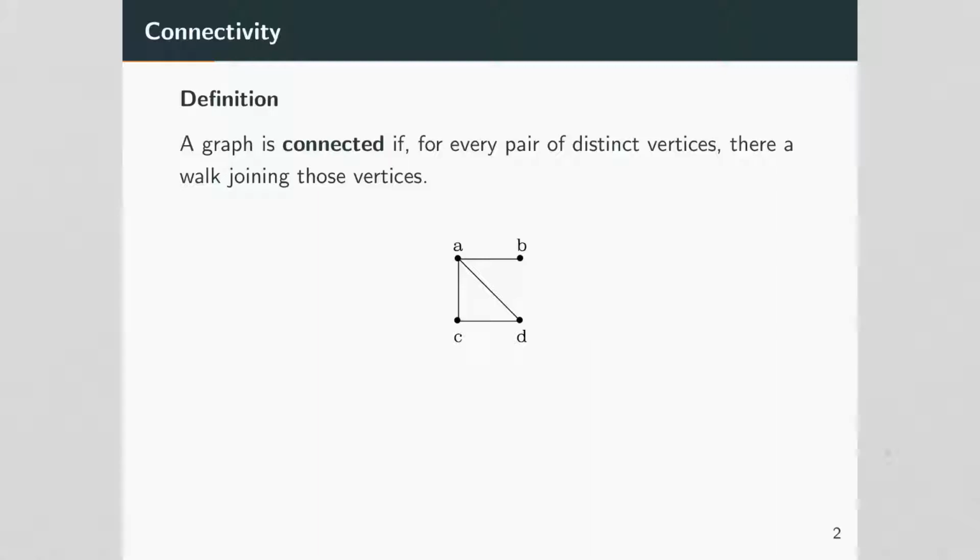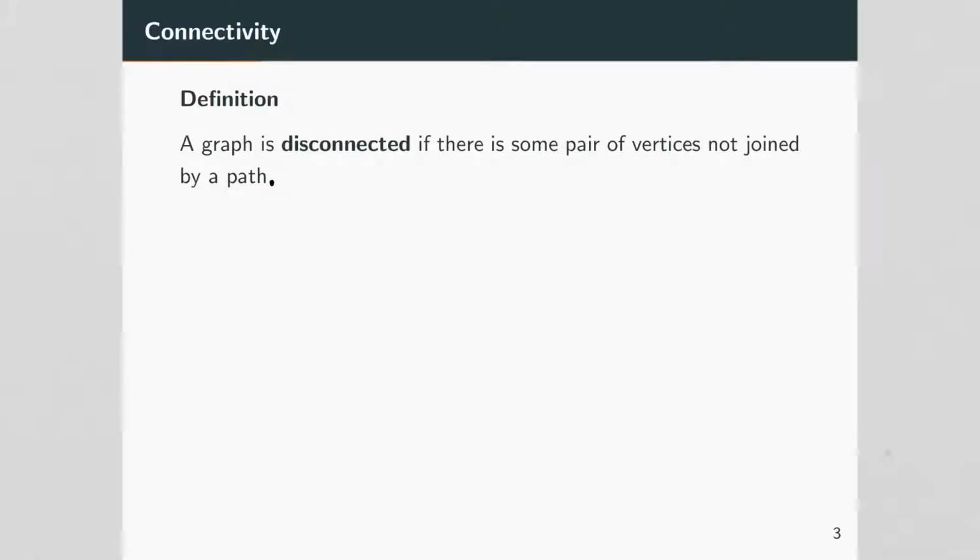We've defined our connected graph as having a walk between any pair of vertices, but whenever we have a walk between two vertices, we also have a path. So we could alternatively define this as a path between any pair of vertices. And to go along with that, we have disconnected, which means the opposite: there exists a pair of vertices that are not joined by a path or a walk. Those are interchangeable in terms of the definition.